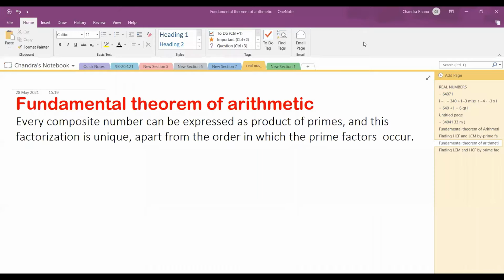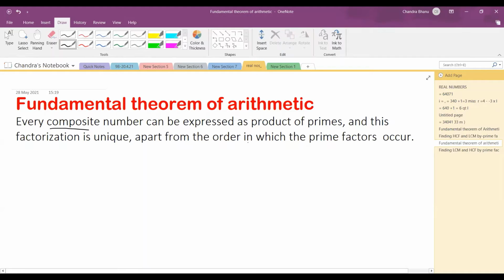Now let's understand the fundamental theorem of arithmetic. Every composite number can be expressed as a product of primes, and this factorization is unique apart from the order in which the prime factors occur. Now let's understand some basic terms like composite numbers here.